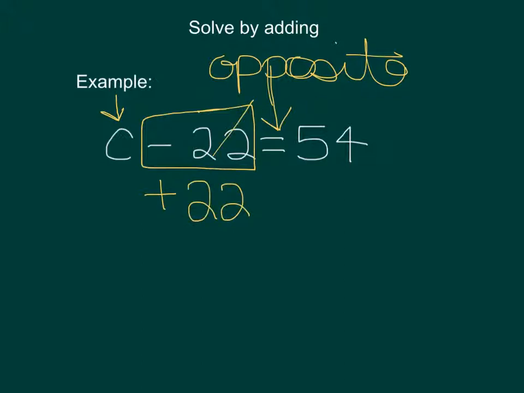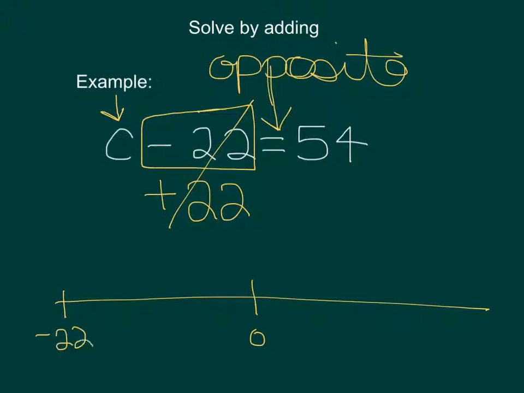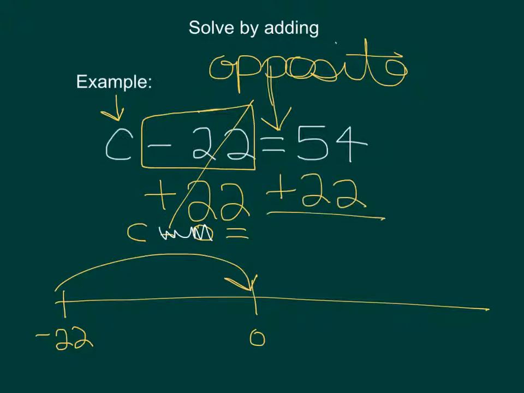That makes these two go away, because if you think of it on a number line, if you go to negative 22 and then you add 22, that would end you back at 0. So now this over here is c minus 0, so you could just make that go away, and it can just be c equals, and then you add 22 to the other side. So 54 plus 22 is going to give you 76 as your final answer.